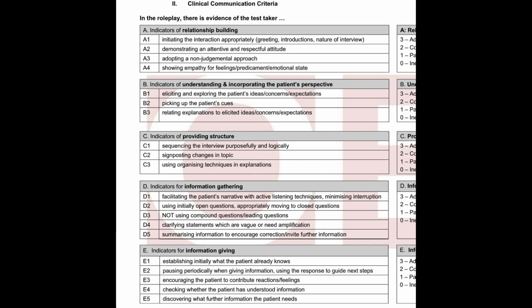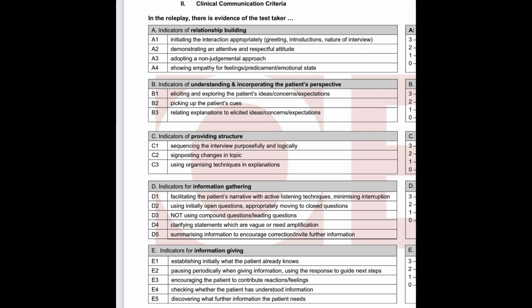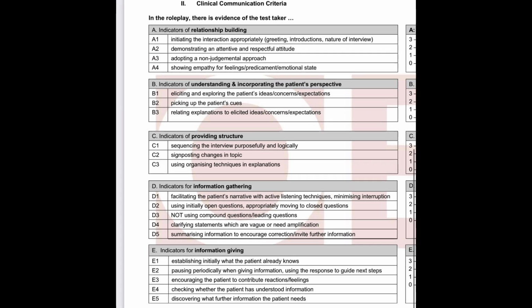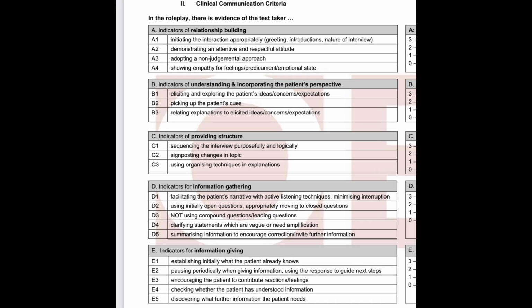So you have to create a situation where the patient is comfortable sharing their ideas, concerns and expectations. Indicators of providing structure: sequencing the interview purposefully and logically, signposting changes in topic, using organizing techniques and explanations. Okay, so while I have only talked about the one thing, each aspect of it is important. So in relationship building you had A1, A2, A3, A4, all 4 you need to know. You have to initiate the interaction appropriately, demonstrate an attentive and respectful attitude, adopt a non-judgmental approach, and show empathy for feelings, predicament or emotional state of the patient.